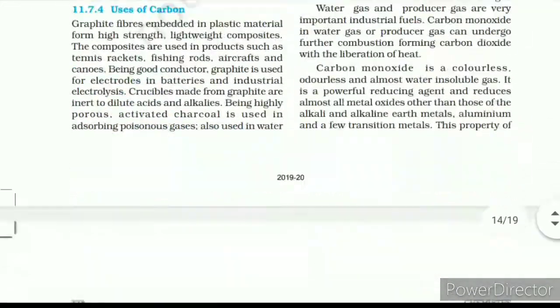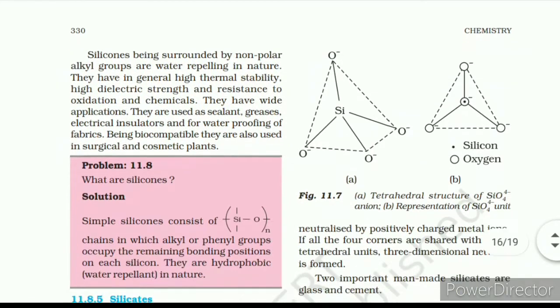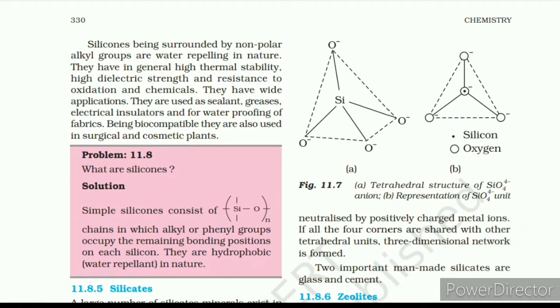Problem 11.8. What are silicones? Solution. Simple silicones consist of Si-O chains in which alkyl or phenyl groups occupy the remaining bonding positions on each silicon. They are hydrophobic in nature.